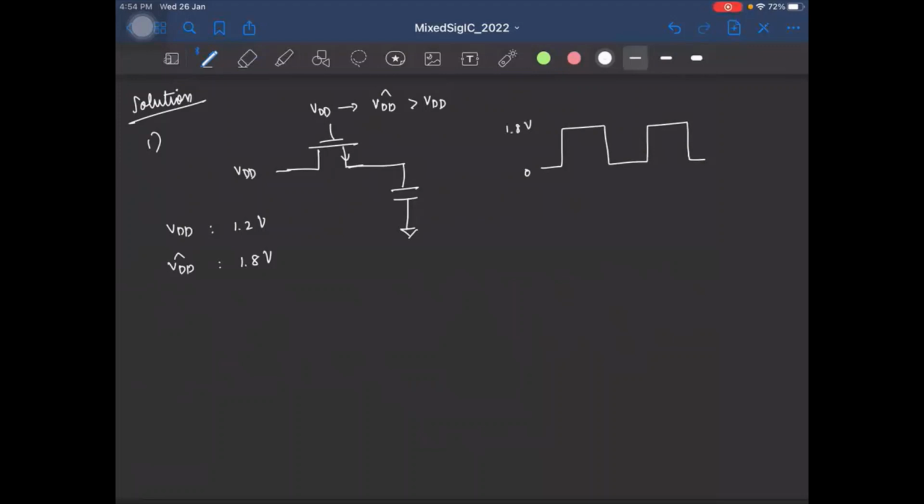Okay, so this way, even when the input is equal to VDD of 1.2 volt, since this VDD hat is 1.8 volt, the MOSFET can sufficiently turn on, right? So earlier, when we varied the input voltage from 0 to VDD, R on was varying from some value, say R on, to infinity, right? But now, or let's say it's exactly to VDD minus VTH, right? Because when it reaches this value, it was going to infinity.